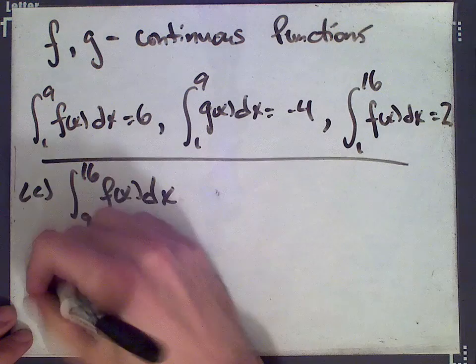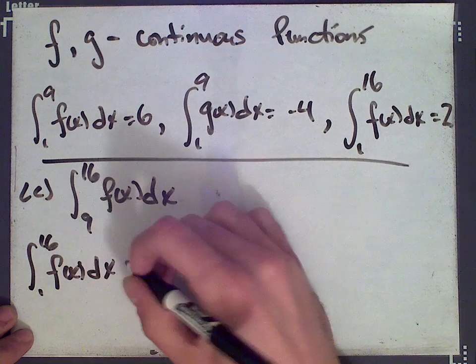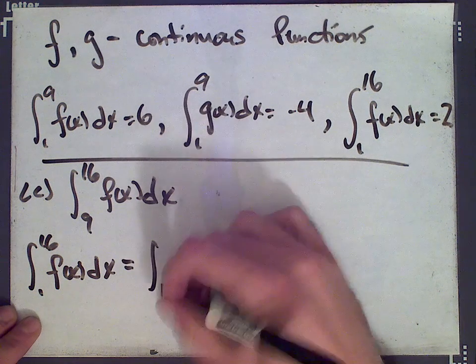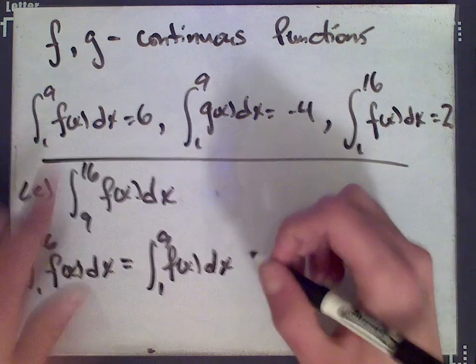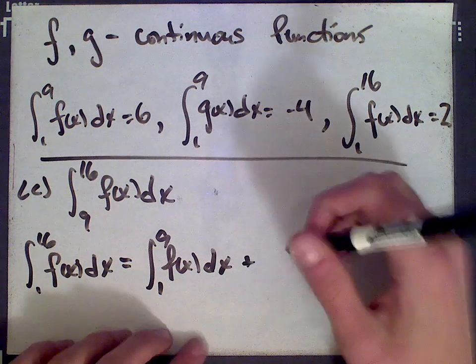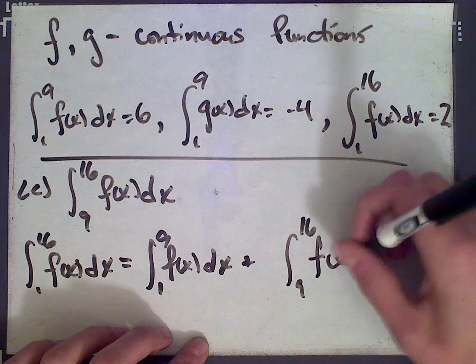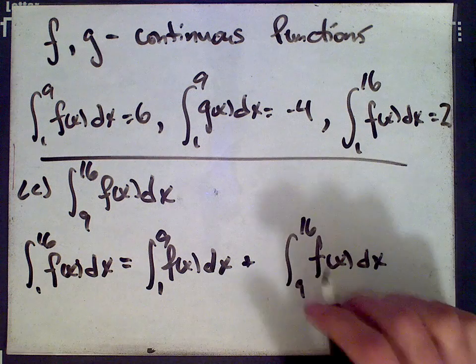We have the integral from 1 to 16, which we know, of f of x dx, is the integral from 1 to 9 of f of x dx, which we know, it's 6, plus the thing we're looking for, which is the integral from 9 to 16 of f of x dx. So this is just a property of integrals. You can split up the range this way.